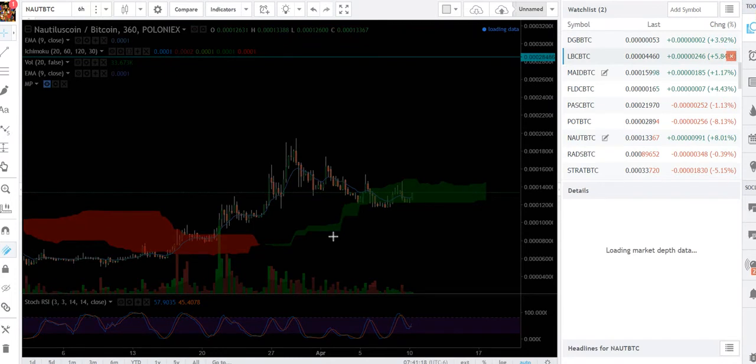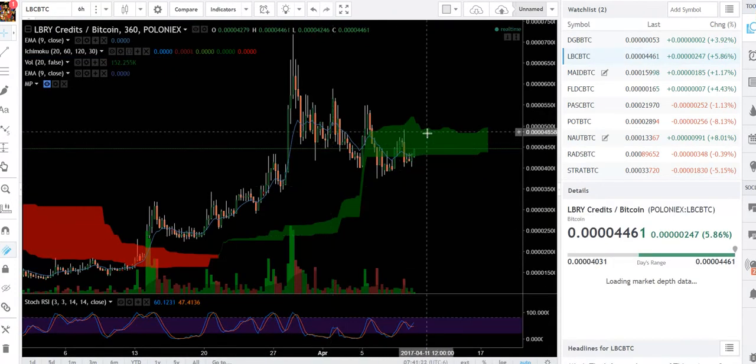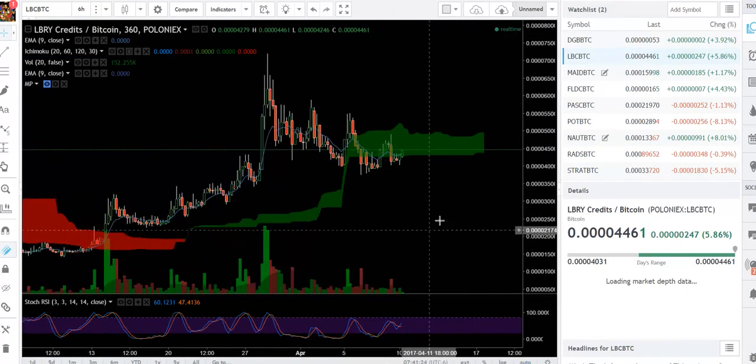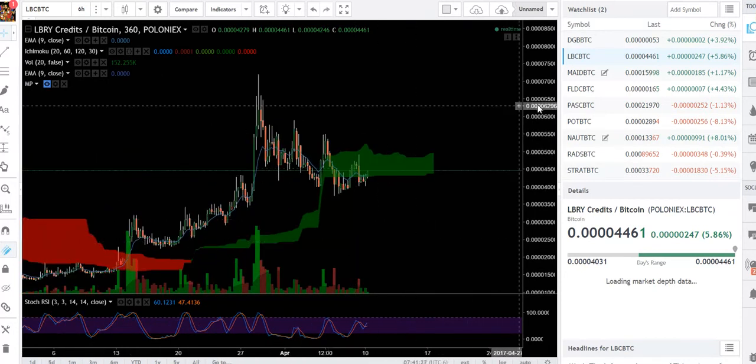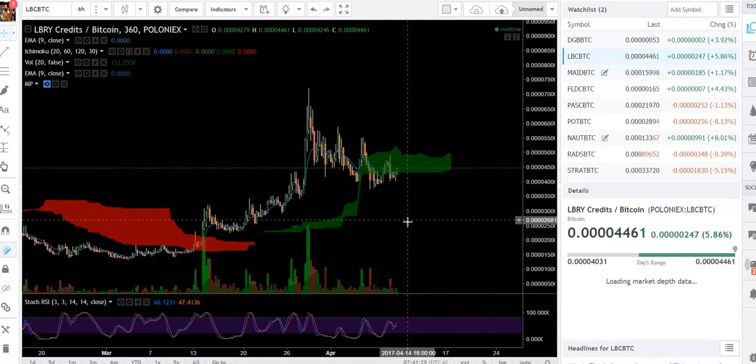Same thing. Okay, same thing. I mean, these two charts look pretty much the same. And as you learn this, there's going to be coins that you can play this. I mean, I would play the same strategy on library credits and Nautilus coin, for instance. Their charts are playing out exactly the same.